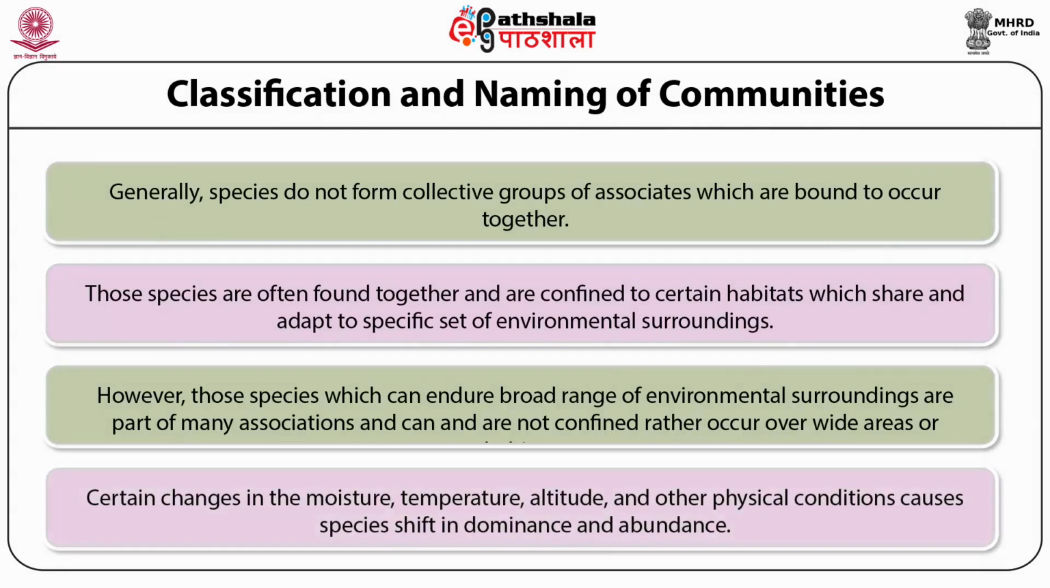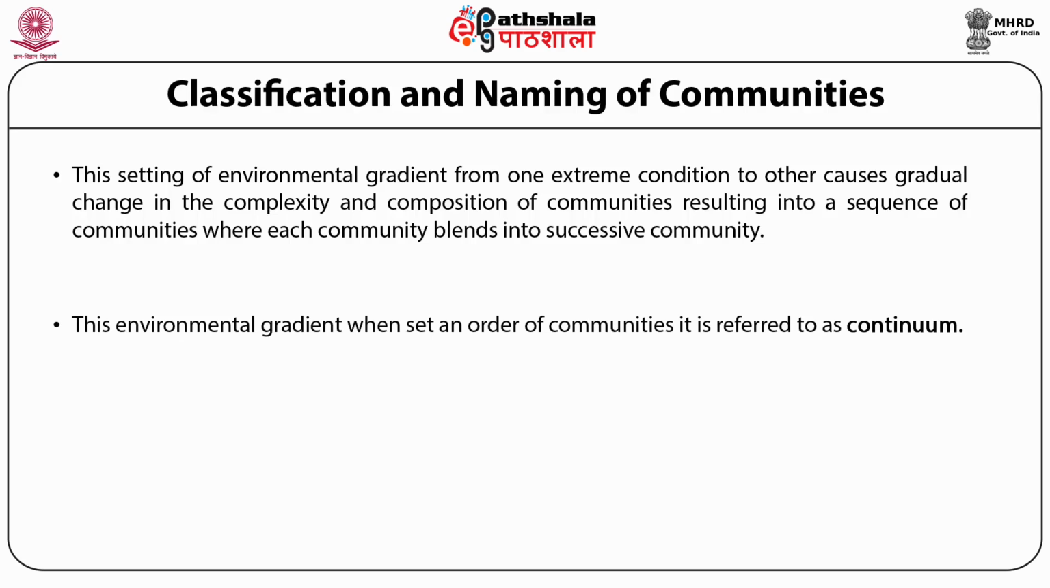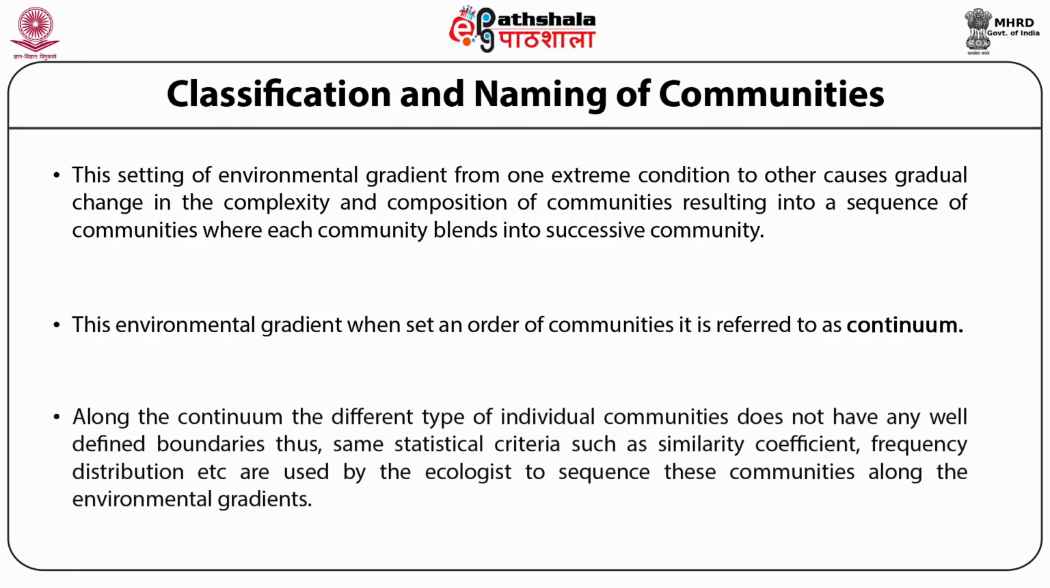Certain changes in the moisture, temperature, altitude, and other physical conditions cause species to shift in dominance and abundance. This shifting of environmental gradient from one extreme condition to the other causes gradual changes in the complexity and composition of communities, resulting in a sequence of communities where each community blends into the successive community. This environmental gradient, when set in an order of communities, is referred to as continuum. Along the continuum, the different individual communities do not have any well-defined boundaries.